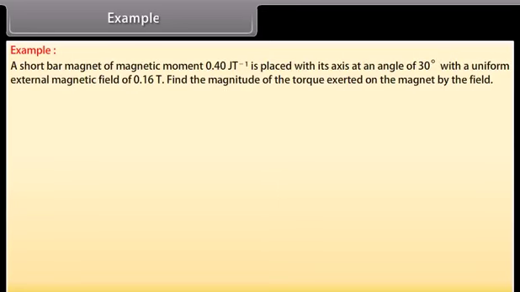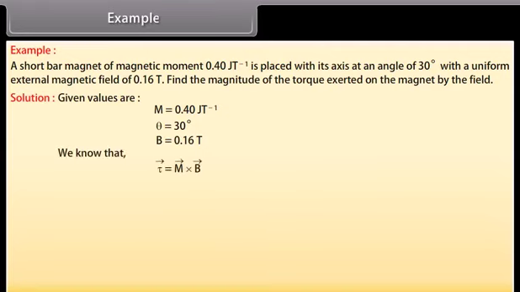Example. Let's take an example of dipole in a uniform magnetic field. A short bar magnet of magnetic moment 0.40 joule per Tesla is placed with its axis at an angle of 30 degree with a uniform external magnetic field of 0.16 Tesla. Find the magnitude of the torque exerted on the magnet by the field. Let's see the solution. Here given values are: m is equal to 0.40 joule per Tesla, theta is equal to 30 degree, B is equal to 0.16 Tesla.